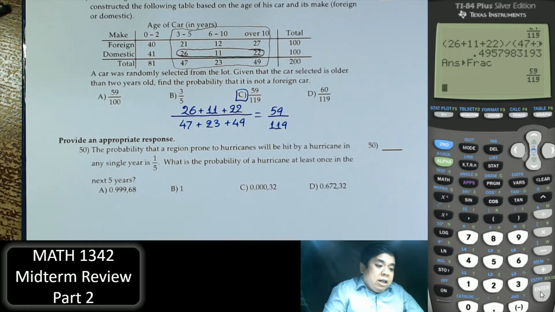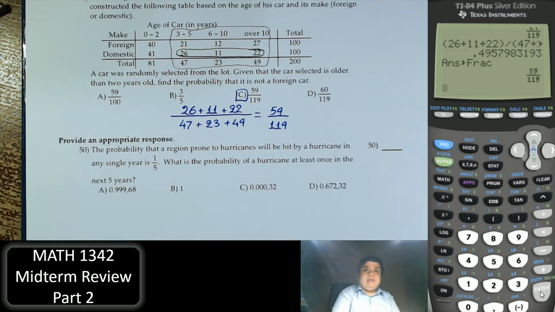The probability that a region prone to hurricanes will be hit in a single year is 1/5. What is the probability of getting at least 1 in 5 years? Well, getting at least 1 in 5 years, if we count, could be 1 in 5 years, 2 times in 5 years, 3 times, 4, and 5 in 5 years.